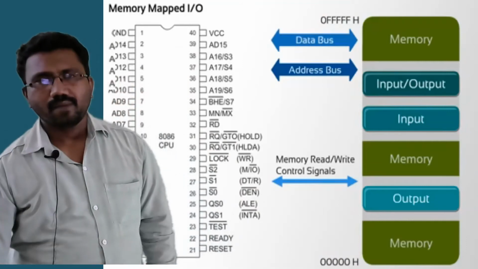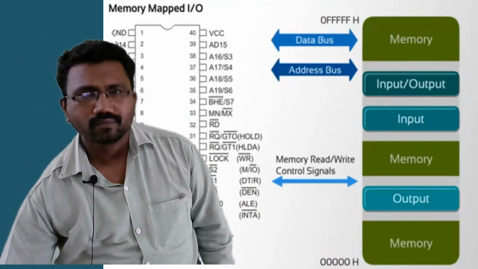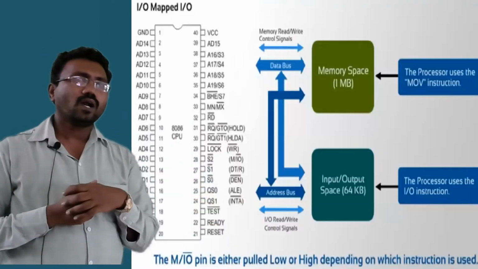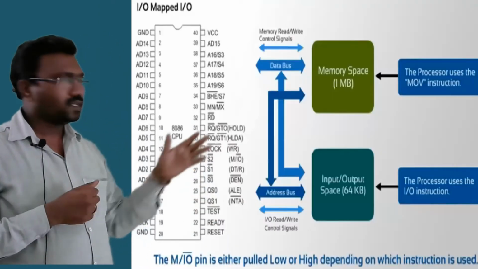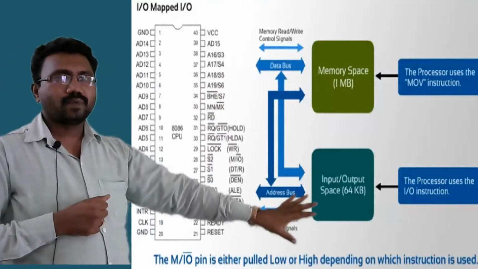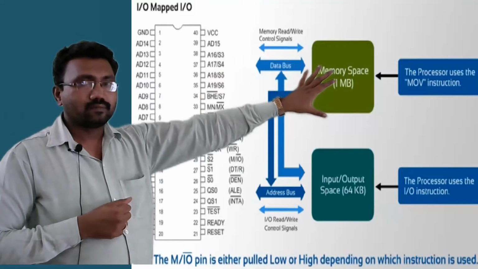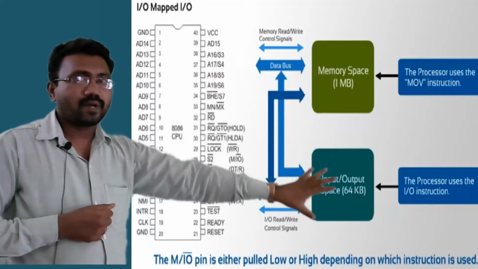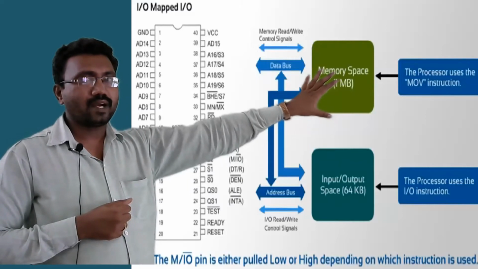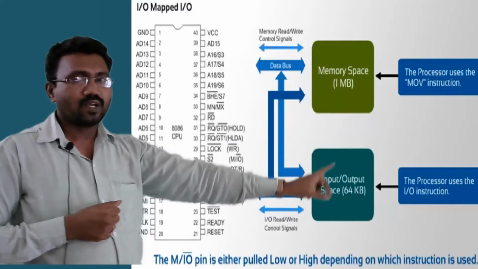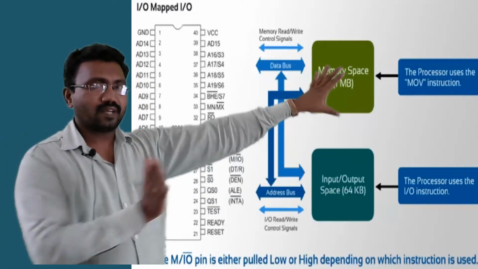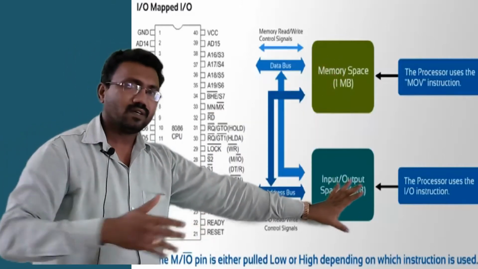Coming to IO mapped IO, or isolated IO. In this case also there is a processor and an address space, but there is a separate address space for memory and a separate address space for IO. The memory address space of the 8086 is 1 MB. The IO address space of the 8086 is 64 KB. Memory addresses are different, and IO addresses are different.